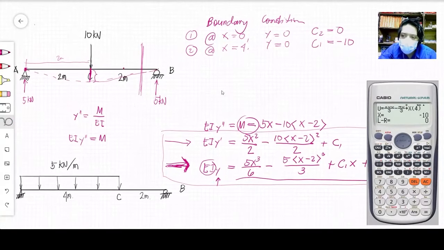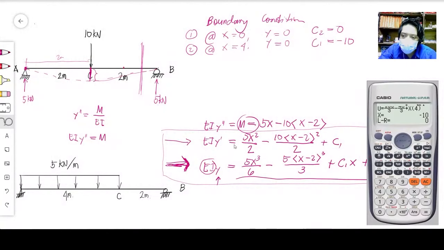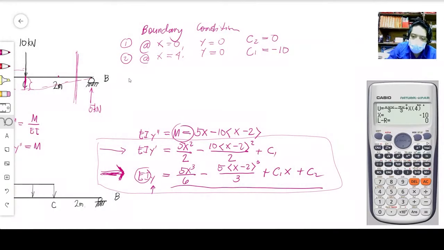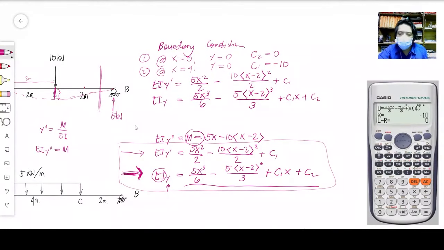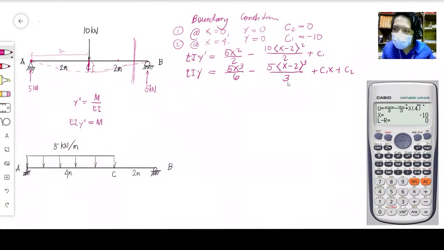Okay, take note, we now have C1 and C2. We will use, of course, the same equation. Let me write it here, and the other equation, EIy. Let me erase this. Okay, we already have the value of C1 and C2. What is asked is the deflection at point C. At x equal to 2, what is asked is the value of y. So how do we find the value of y? We use this equation.